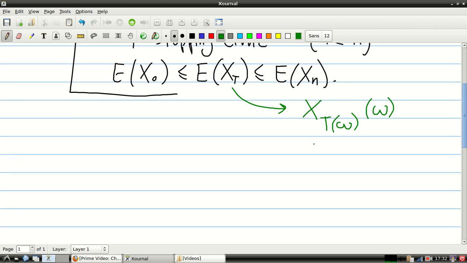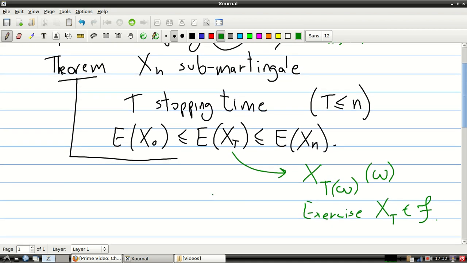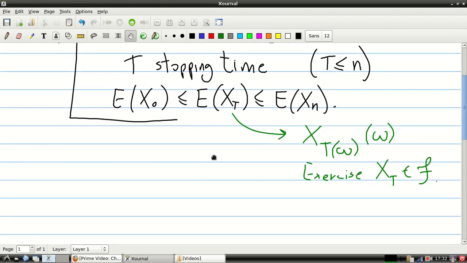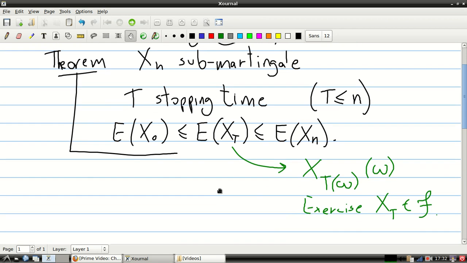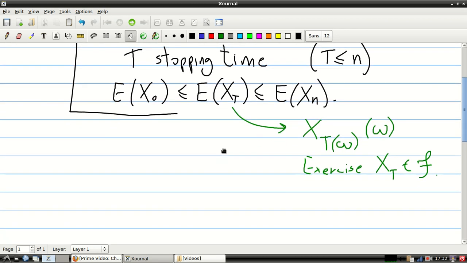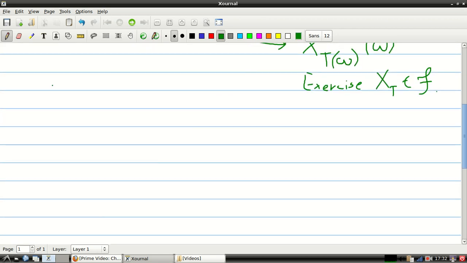And what I'll leave for you as an exercise is to prove that X_T is measurable. If we're talking about its expectation, we definitely need it to be measurable, but it's not a hard exercise. Actually, by just looking at the proof of this theorem, you can already have some hints on how to do it. Let's go to the proof of our main theorem.